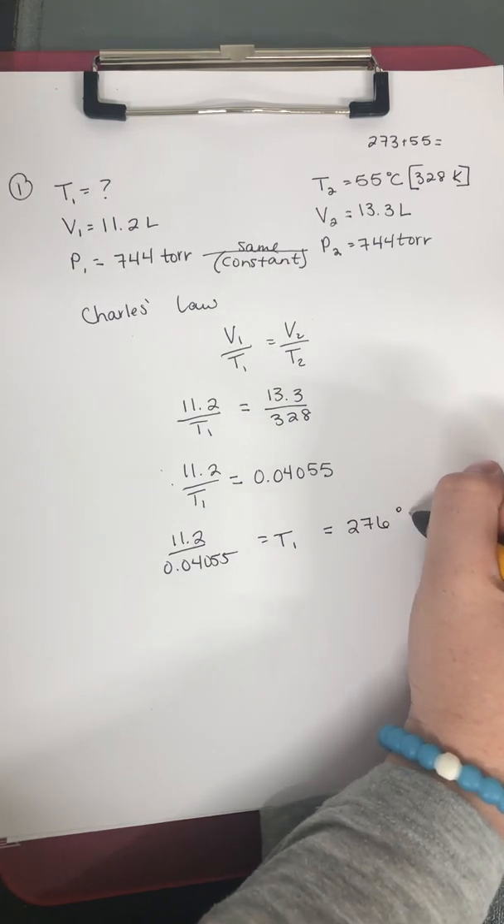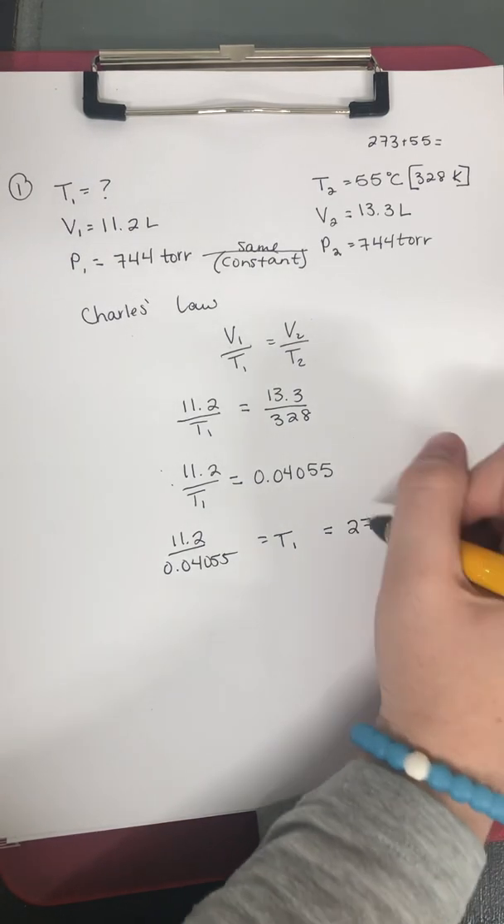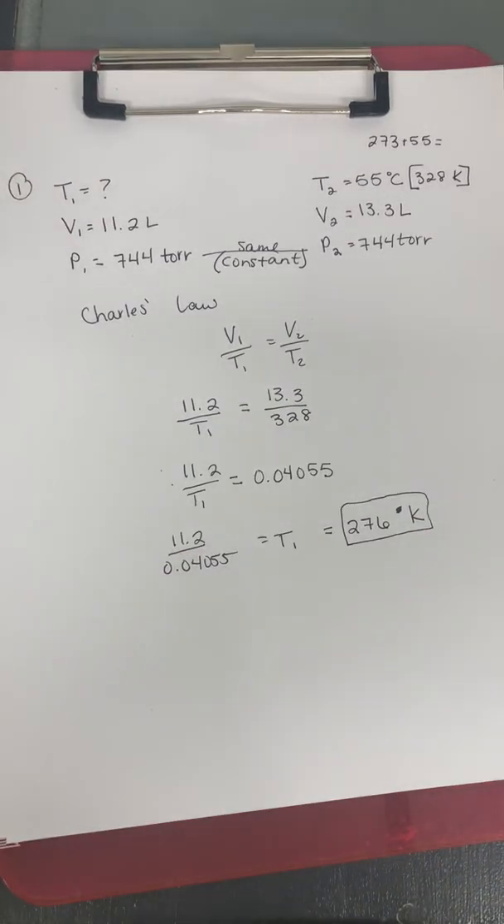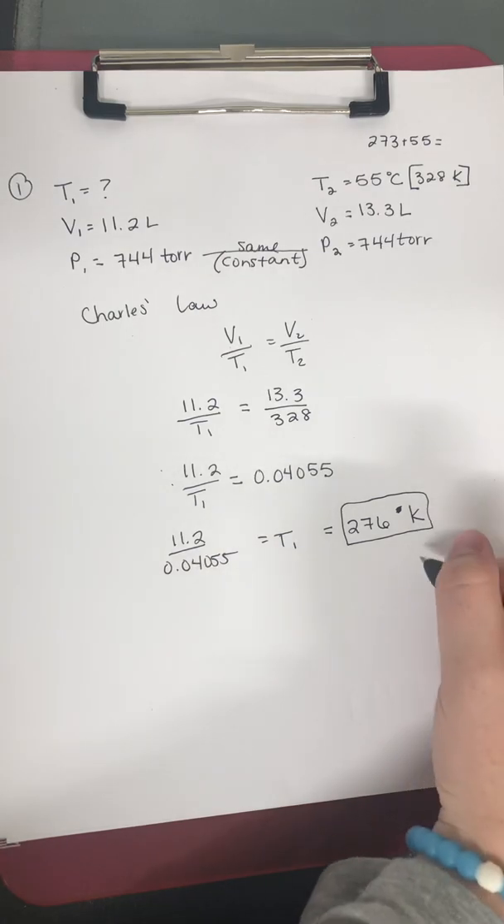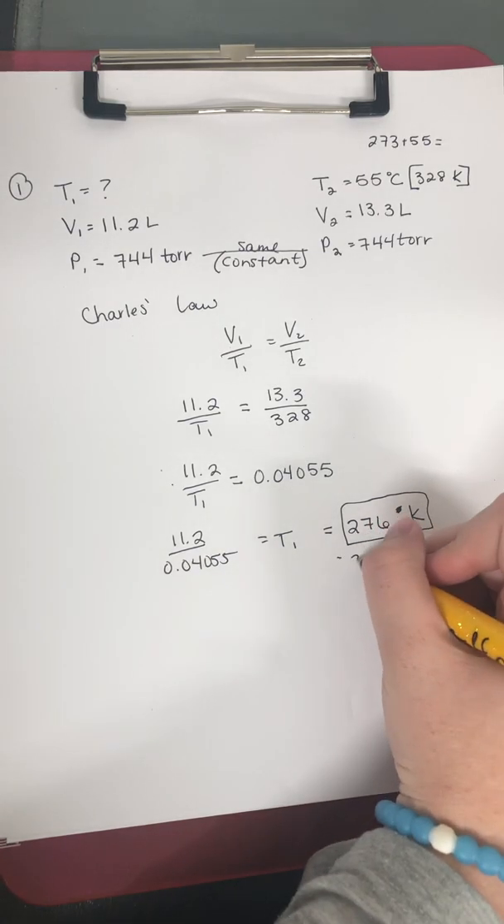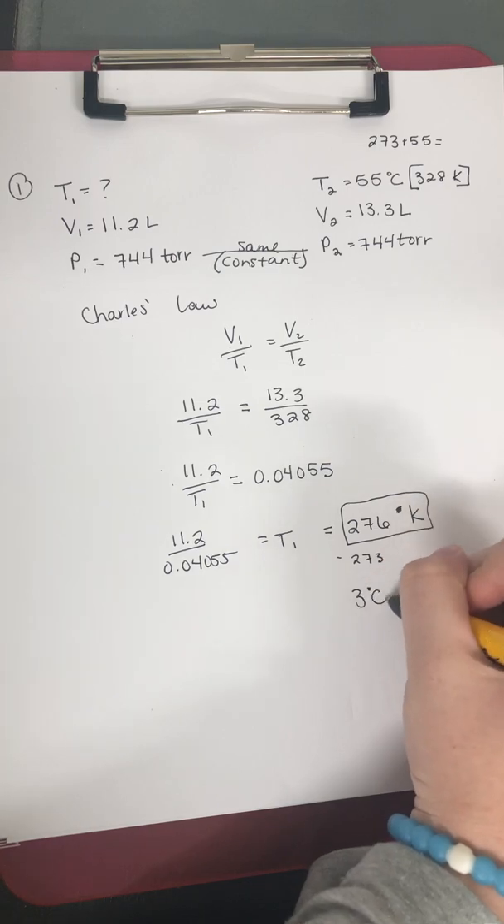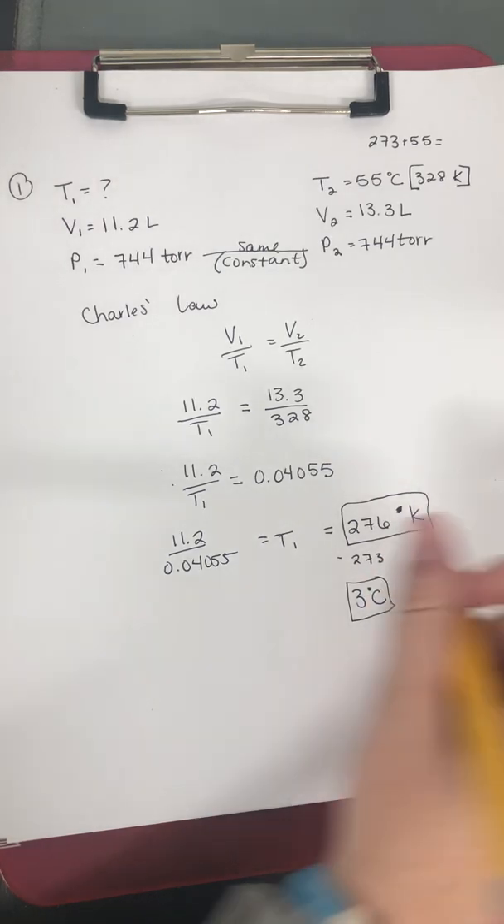I'm going to get an answer of 276, no, Kelvin, not degrees. That is my final temperature. If I wanted to convert this back to Celsius, I would subtract 273, and so I would get 3 degrees Celsius. Either one of those would work.